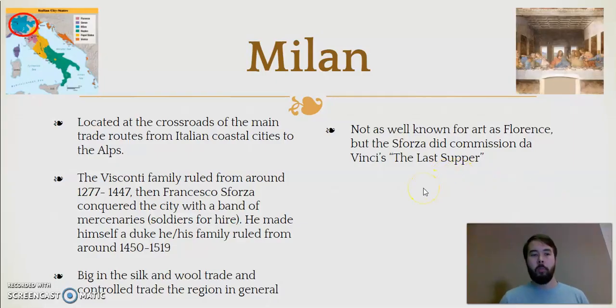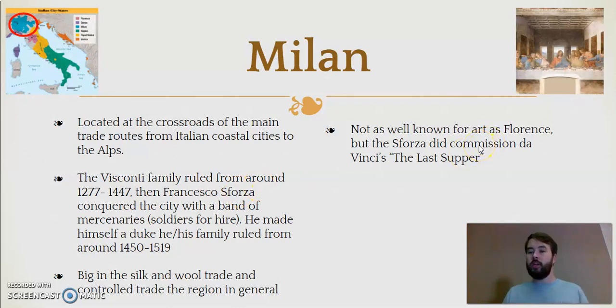And last, Milan, okay? Milan was located at a crossroads of main trade routes from Italian coastal cities into the Alps. If you see here on our map, they're at the most northern point, and similar to how Venice was an intermediary between Asia and Italy, Milan was that between Western Europe and then going down into Italy. They were big into silk and the wool trade, and they controlled a lot of the trade of that northern region. Two big families involved in the control of Milan during the Renaissance were the Visconti family and the Sforza family.